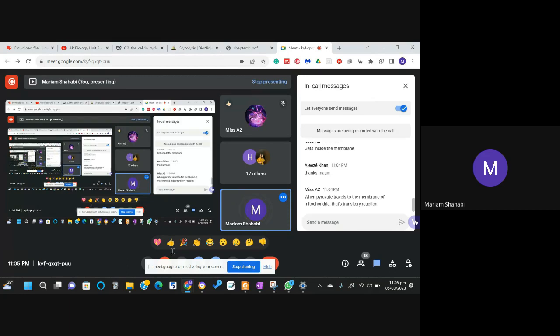हाँ, वो ट्रैवल जरूर कर रहा है, लेकिन वो ट्रैवलिंग नहीं है ट्रांजिटरी रिएक्शन. दैट्स नॉट द पॉइंट. Transitory reaction is simply its conversion into acetyl CoA. इसको लिंक रिएक्शन भी कहते हैं. बस इसका ये है कॉन्सेप्ट. एंड आई होप ऑल ऑफ यू अंडरस्टैंड कि 36 ATPs are generated.